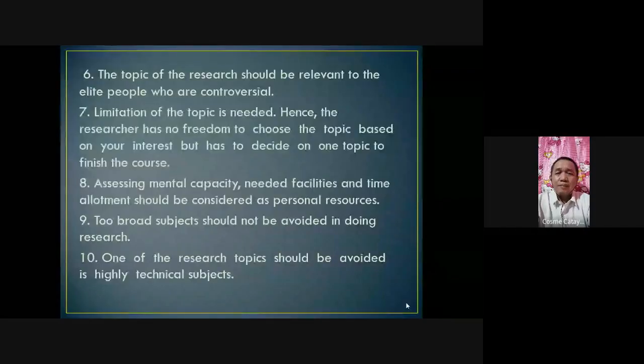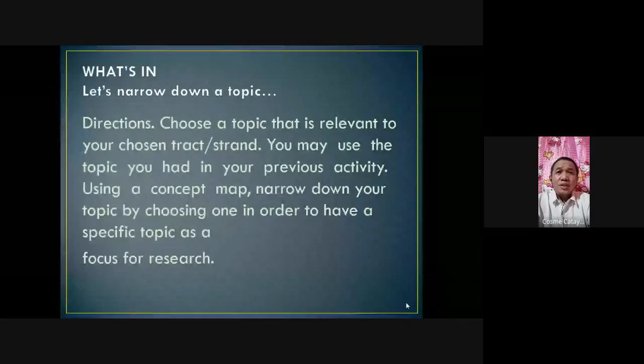What's in? Let's narrow down a topic. Directions. Choose a topic that is relevant to your chosen track or strand. You may use the topic you had in your previous activity. Using a concept map, narrow down your topic by choosing one in order to have a specific topic as a focus for research. Follow this example.